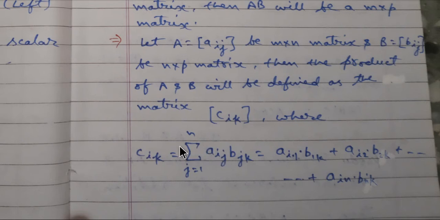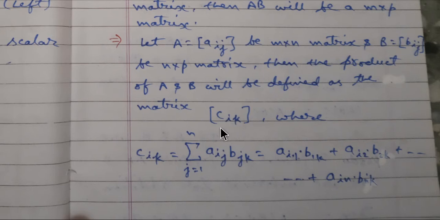Suppose that A is a matrix and B is a matrix. These A and B are two given matrices, and suppose that this is the order of the first matrix and this is the order of the second matrix. Now it says that the product of A and B will be defined as the matrix, so here we have taken another matrix, Cik.